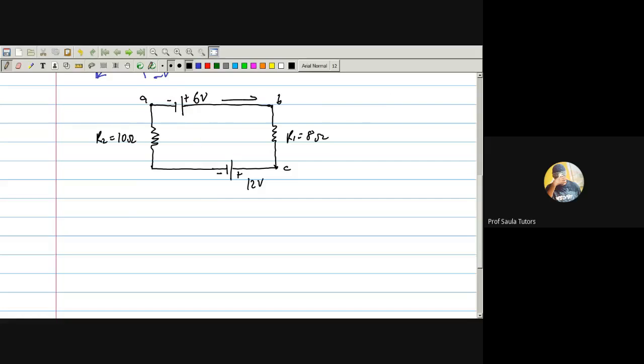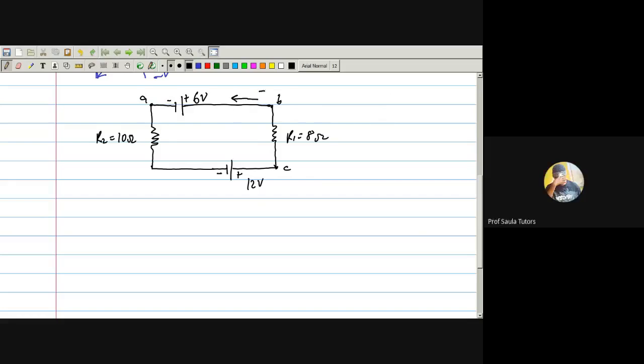Will it be this way? Remember that this one wants to send current this way, and this cell wants to send current this way. So which one will override the other? 12 volts, right? Yes, exactly. That's just it. So it means that my direction of current will be this way. You see that?